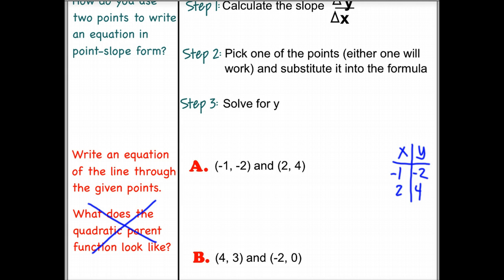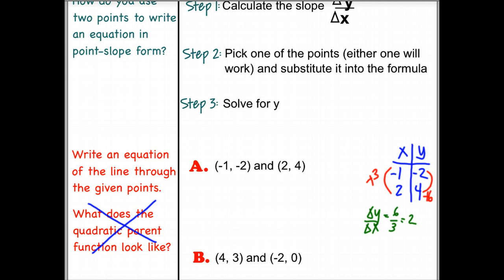Now it says to calculate the slope, so we want to find the change in y and the change in x. Our change in y, we're adding 6 to get from -2 to 4, and from -1 to 2, we're adding 3. So our change in y over our change in x is going to be 6 over 3, which is the same thing as 2. If we divide both the top and the bottom by 3, we will get 2.